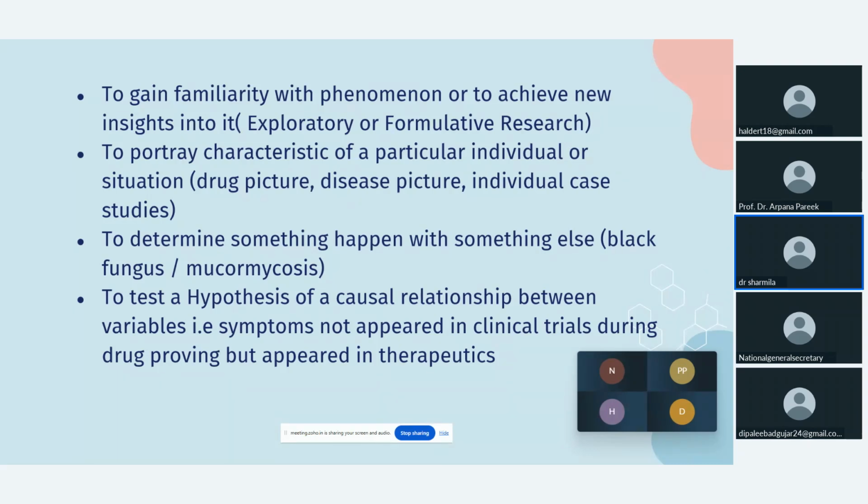Second is to portray the characteristics of a particular individual or situation. The commonest ones are the drug picture, disease picture, and individual case study, to determine whether something happens with something else. We have a very good example in COVID. We were treating COVID and finding remedies for it, and then suddenly another disease came, the death rate increased due to black fungus or mucormycosis. So you are searching for one disease condition and then land up at another. You need to be very quick in searching for a remedy that can act in such conditions.